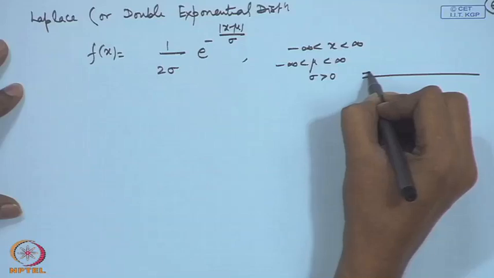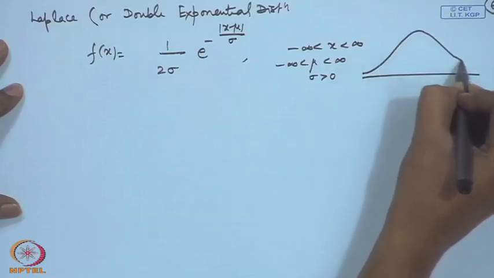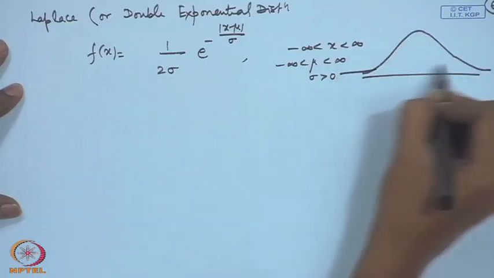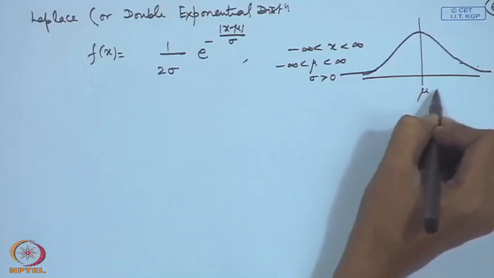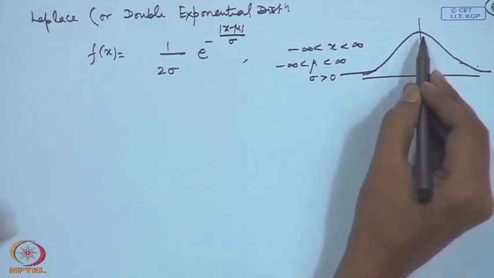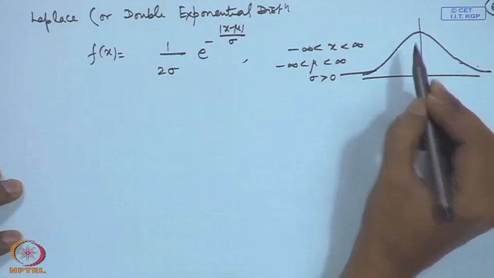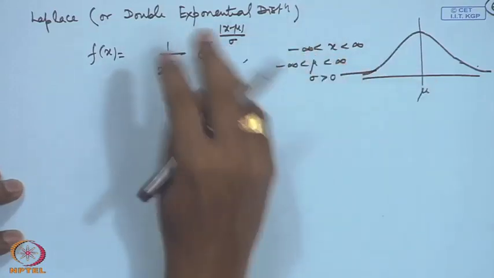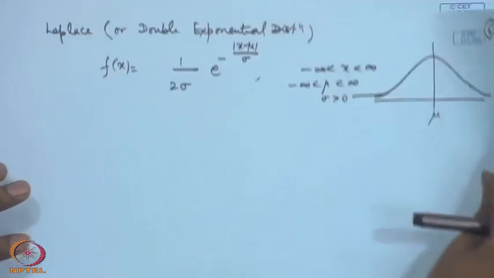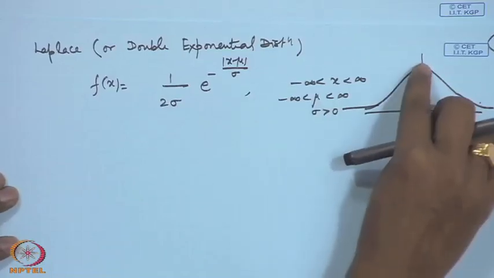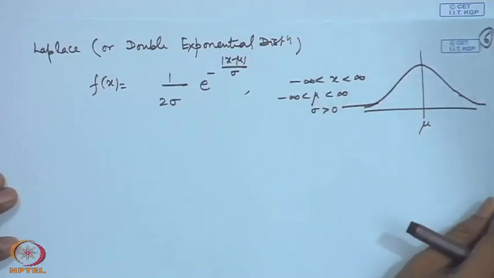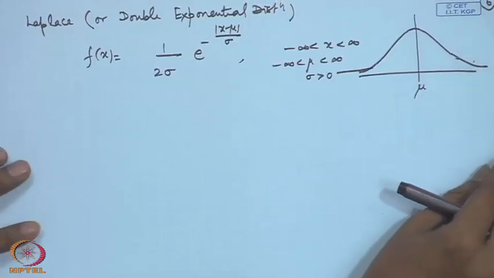Here you can see that the tails will be flatter than those of a normal distribution, but of course here the mean is mu, the median is mu, and the peak is also at mu, that is, the mode is also mu. This is called the double exponential distribution. The name is because in the usual exponential distribution you have only one side; now I have both sides here.